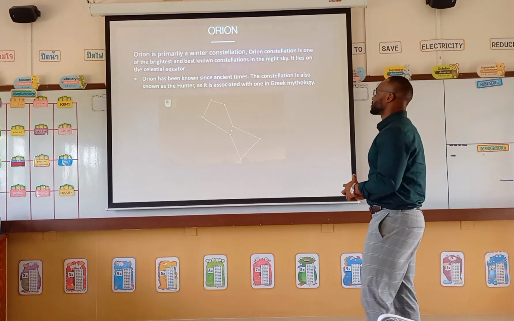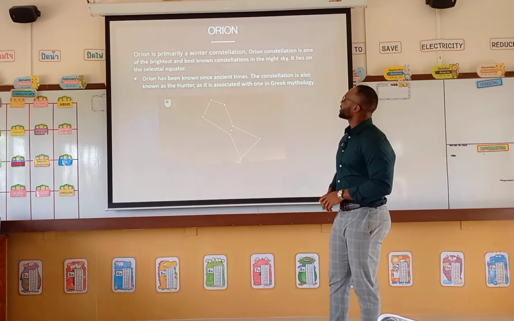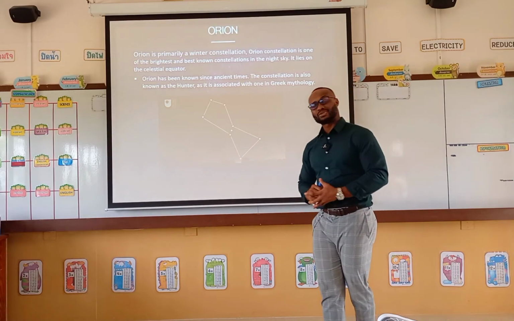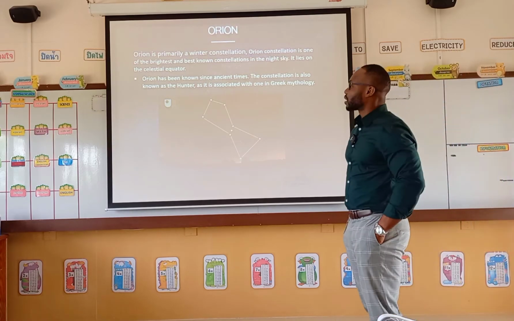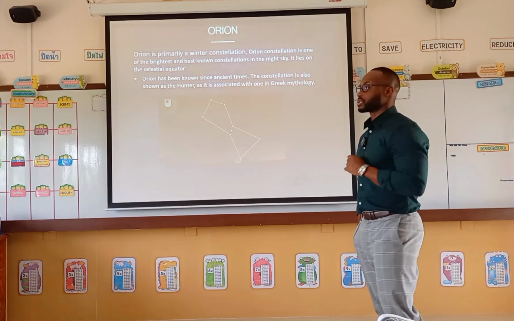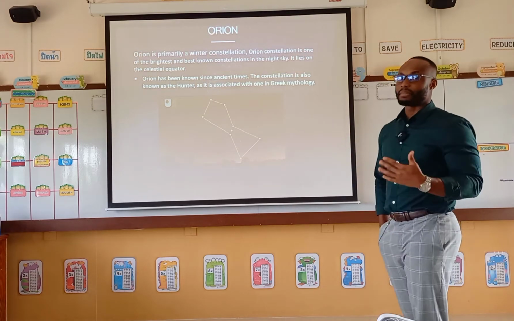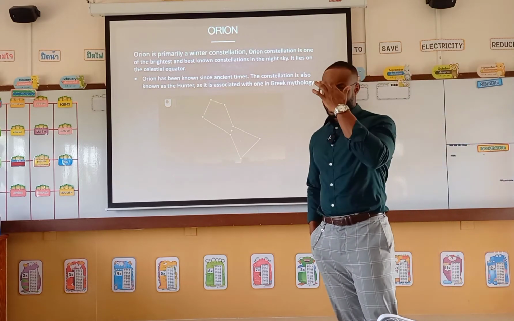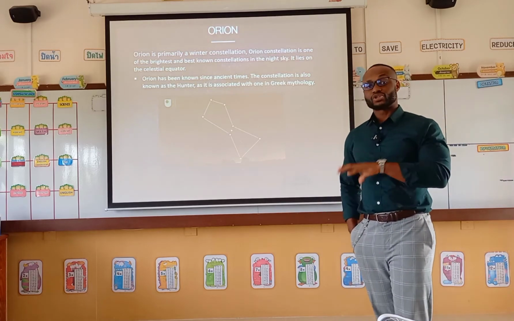Next, we have the Orion. So the Orion is the winter constellation. You find this during the winter season, and the Orion is one of the brightest. It's really bright. Once you go out at night and you look at Orion, you're gonna know that is Orion constellation up in the sky. So this is really associated with the Greek mythology, the story behind it. There's a lot of story behind it.